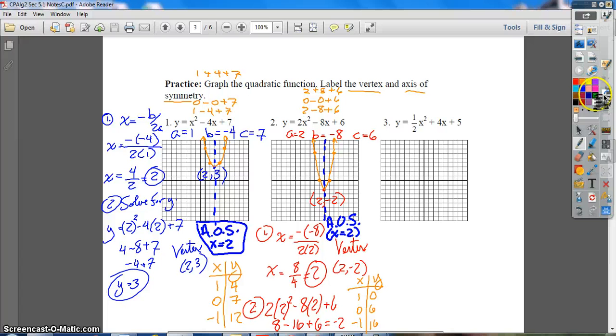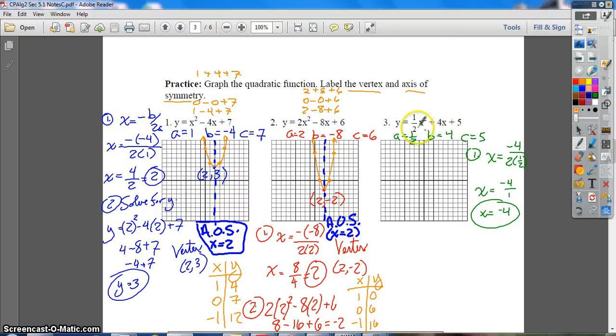I'm going to go ahead and shift to number 3. Now we have A is a half, B is a positive 4, C is 5. I'm going to use this space over here. Solve for x. I'm going to have negative 4 over 2 times the half. This is going to be negative 4 over 1, better known as negative 4.